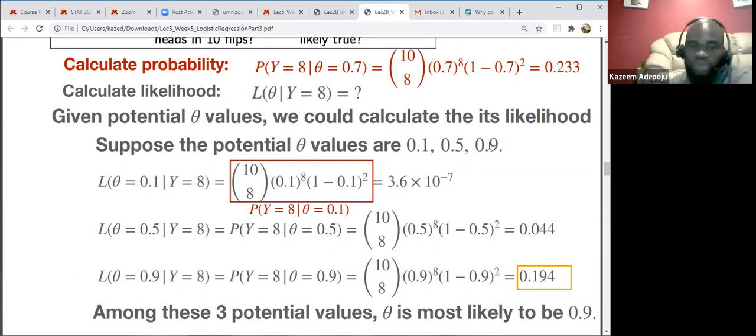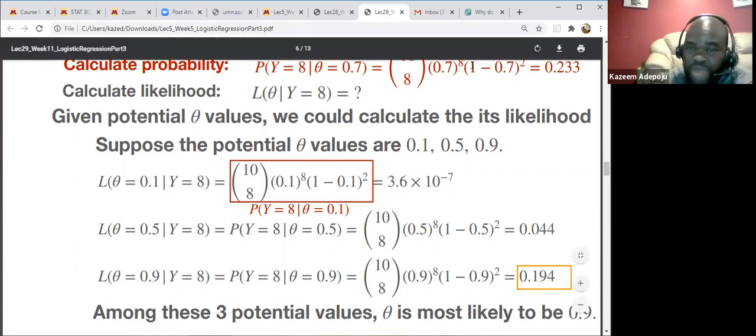Now what we want to do is use this formula again, but we first test for when theta equals 0.1. You can see that now. For when theta equals 0.5, you can see that now. And for when theta equals 0.9, you can see that now. If you compare the likelihood here, here, and here, the largest one is the one that we are going to consider.